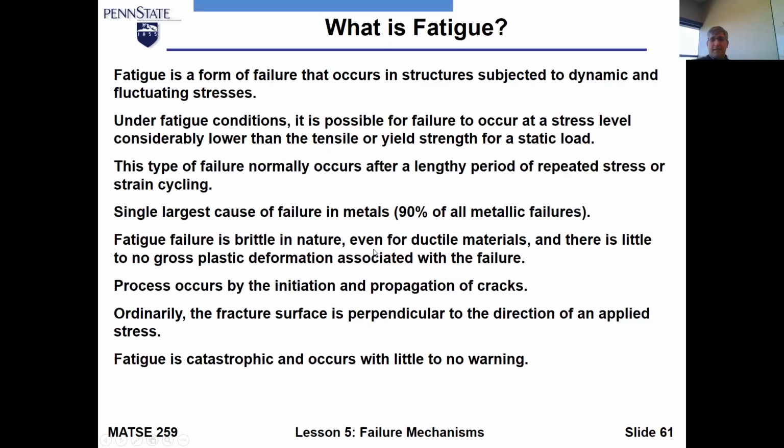Most fatigue failures are brittle, so there's no plastic deformation. Since the initiation and propagation of the cracks, especially the propagation, can occur rather rapidly, it's sometimes really difficult, even with an inspection regime, to determine when they're going to happen. And this is always the big one: failure is catastrophic and occurs with little to no warning.